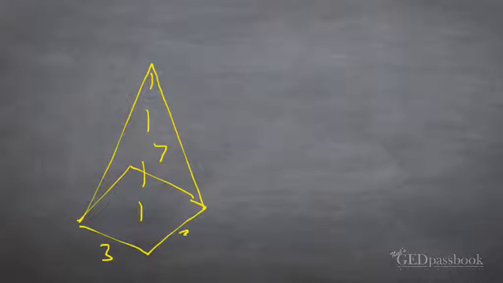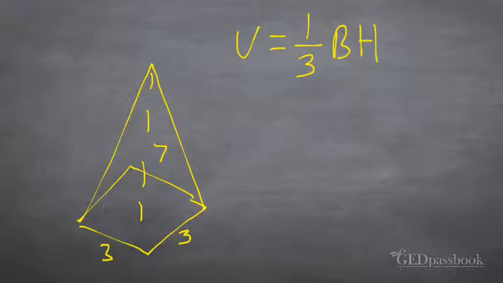Okay, what shape is this? Pyramid. I want to know how much space it holds inside. So go look for the volume of a pyramid formula. And what do we get? Volume equals what? One third base times height. Okay. So just like before, let's fill in our formula with the given data.